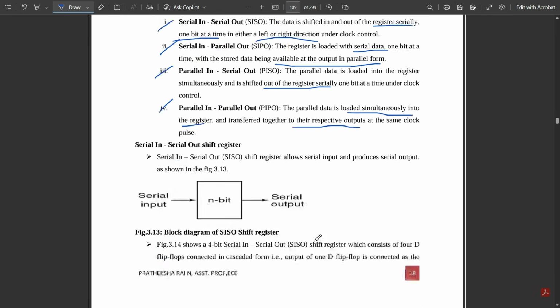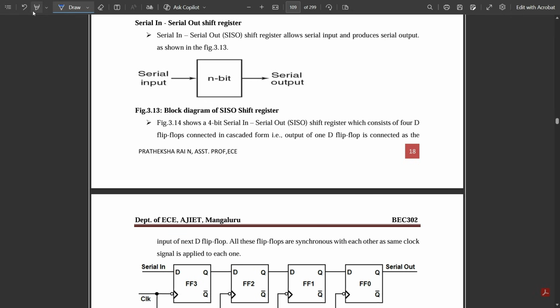Take it down. Now let's get to one by one all of the shift registers, starting with serial in, serial out shift register. Okay, so the serial in, serial out, SISO shift register allows the serial input and produces serial output. This is the block diagram here. Okay, so these are the serial inputs produced based on the n bit operation. So the number of bits, the operation takes place, shifting takes place, and after that the outputs are produced serially outwards.